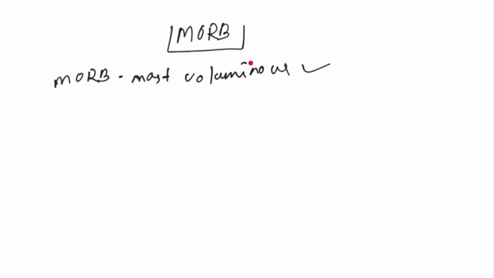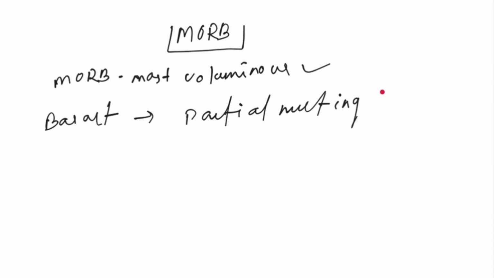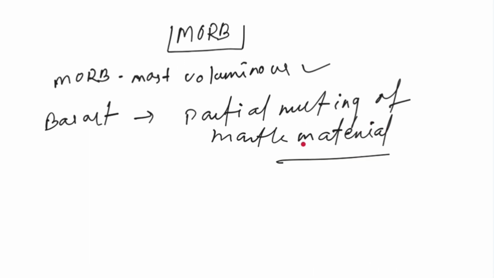MORB is the most voluminous rock on the Earth's surface. Basically, MORB is just basalt, and basalt is directly formed from the partial melting of mantle material.